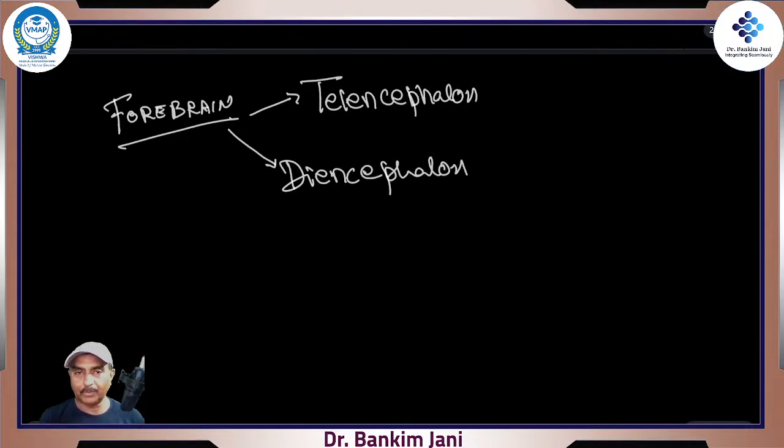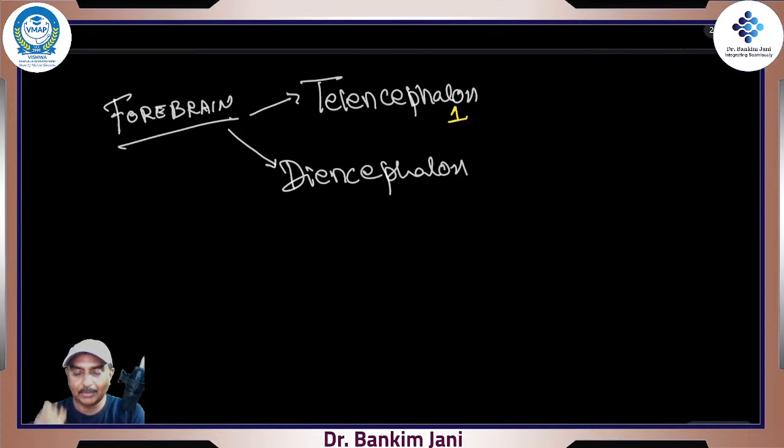So telencephalon will do what? Will parallelly keep on writing even the nerves, right? That is from where the nerves will emerge. We talked about the olfactory and the optic. Olfactory and optic, they are what? Sensory, right? They are sensory.